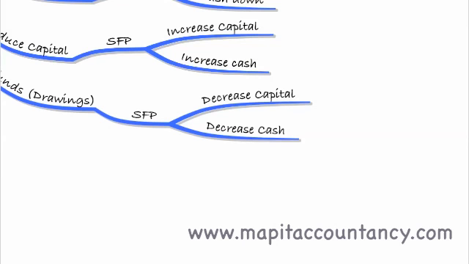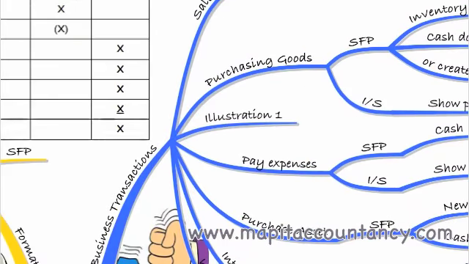So this is just to get us to start thinking about what business transactions we'll have to deal with and what effect they're likely to have on the income statement and the statement of financial position. Let's put some numbers to it. Let's look at illustration 1 and work through it.